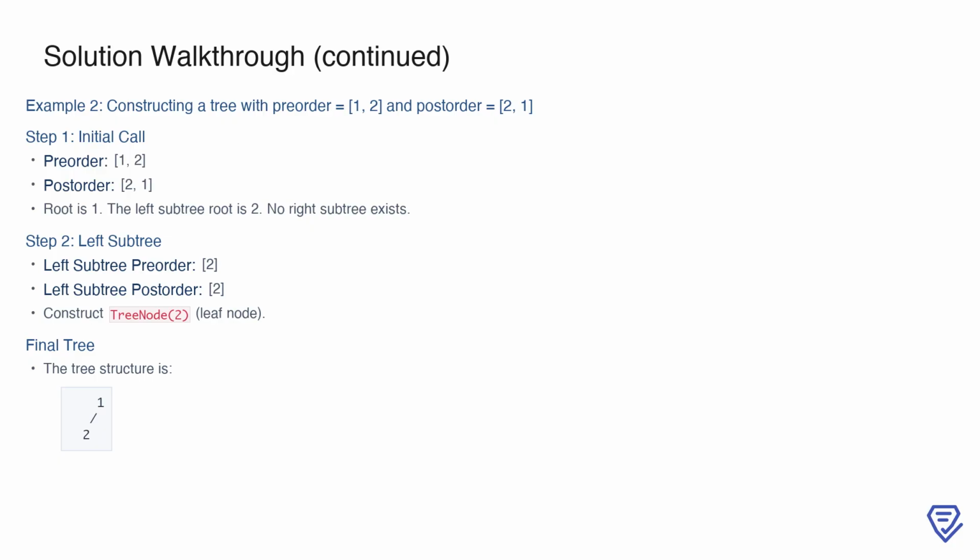The left subtree is constructed from the lists 2 for preorder and 2 for postorder, and since 2 is the only element, we create a tree node with value 2 as a leaf node. The final tree structure is straightforward, with 1 as the root and 2 as its left child. This example demonstrates the case where the tree is skewed to one side, and no balancing is required.